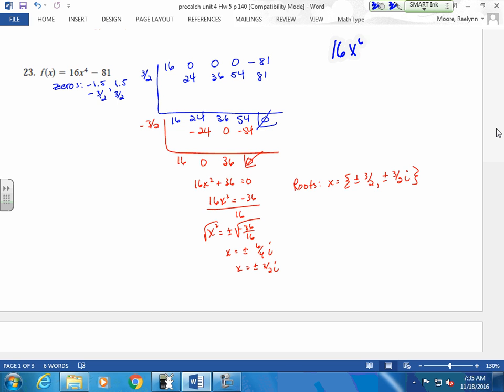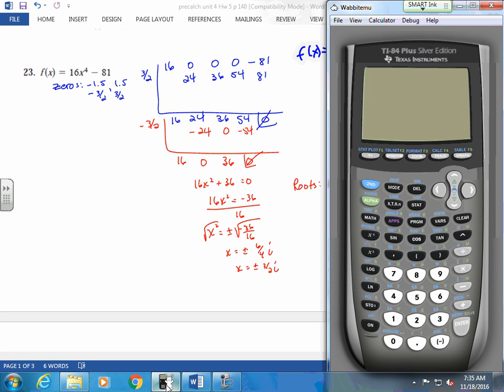Did I give you one of these, or did you have to find it? Did you find the roots in your calculator? Okay, so let's take a look at this. This is what I was talking about. If you can't find it, it's probably a fraction.